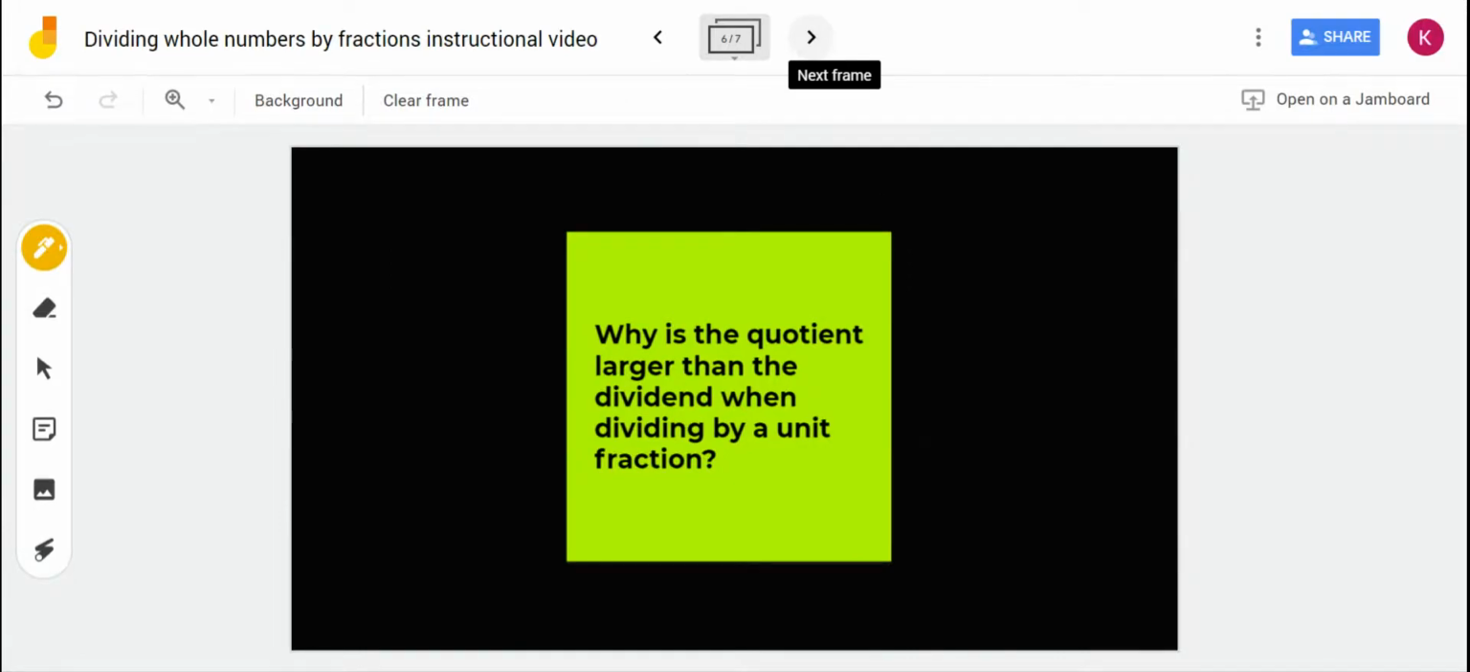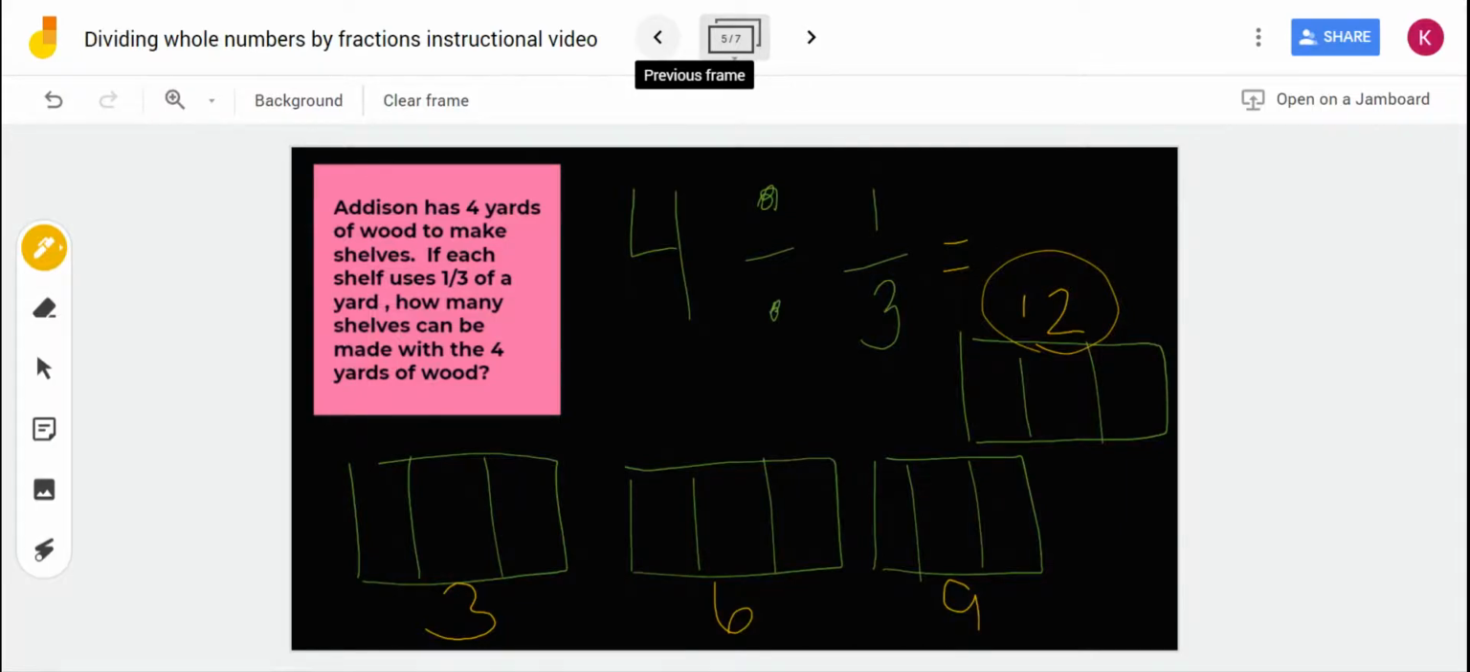If you remember that question, why is the quotient larger than the dividend when dividing by a unit fraction? So why is our answer larger than what we actually started with? If I go back to this example, I started with 4, but my answer was 12, and I divided. That's an odd thing. The reason for that is when you take a whole and you split that whole thing into smaller parts, or the fraction of 1/3 in this case, you get more of those parts because they are smaller than the actual whole.